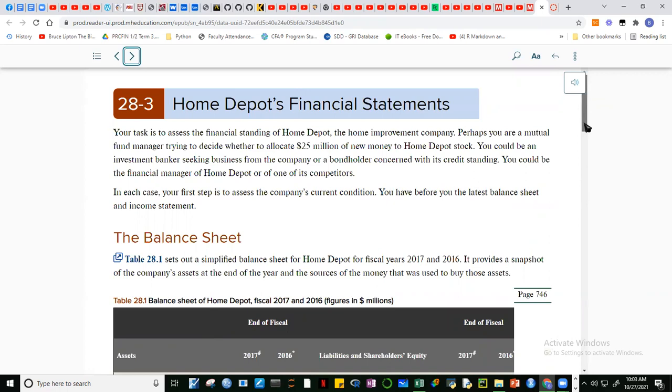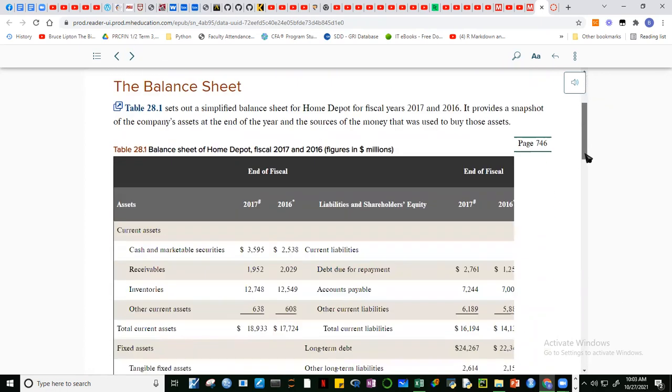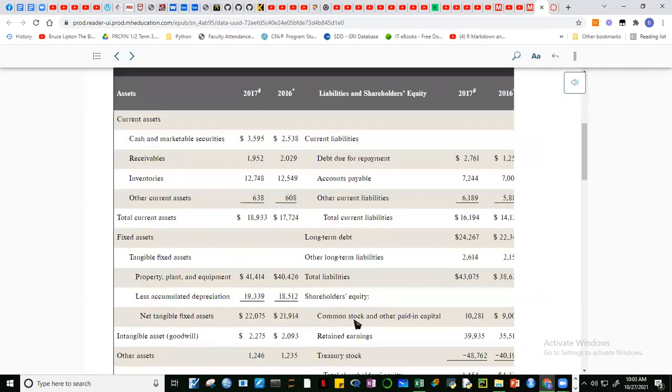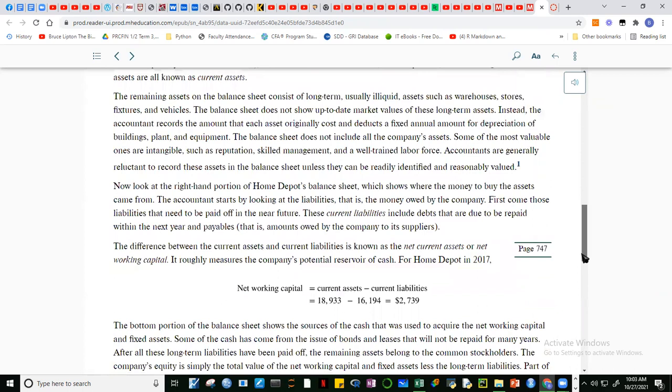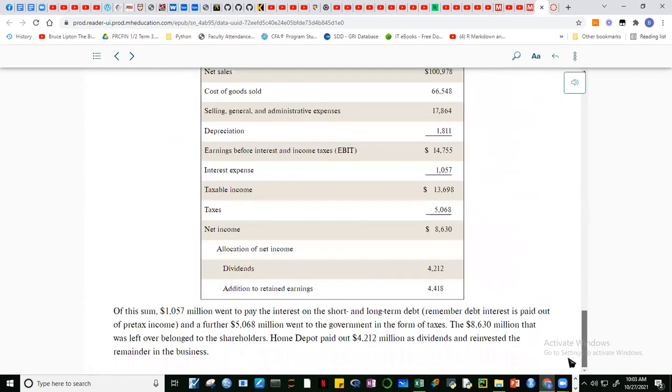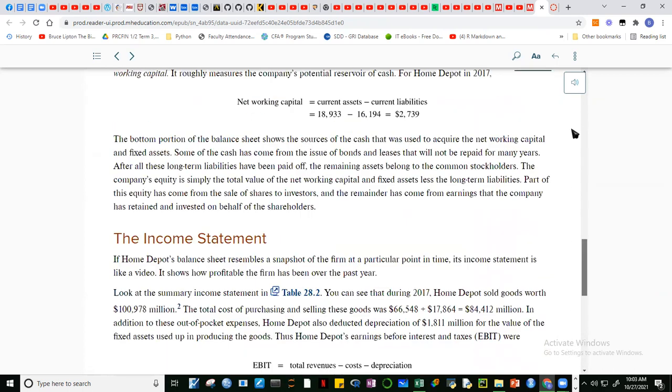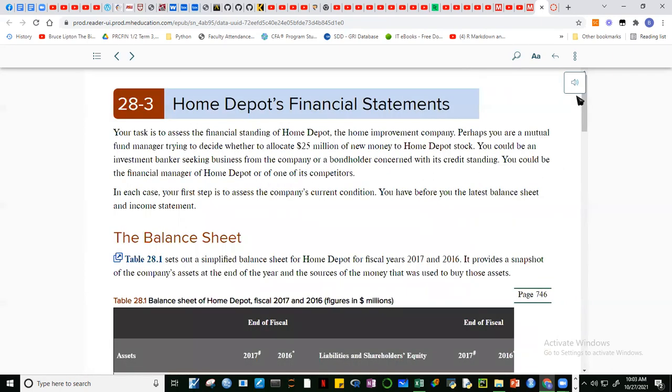So here, guys, you're given a study of Home Depot's financial statements. Now, we're not going to discuss this in class. We're not going to use these financial statements because it's already discussed there in your text. So I'll be assuming that you're going to read this. Unless you have any questions about the discussions here, please PM me or email me so that I can respond to your questions.